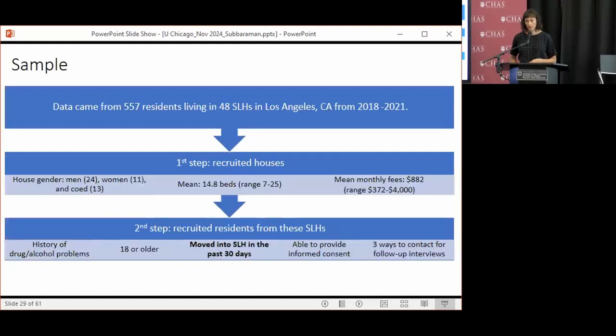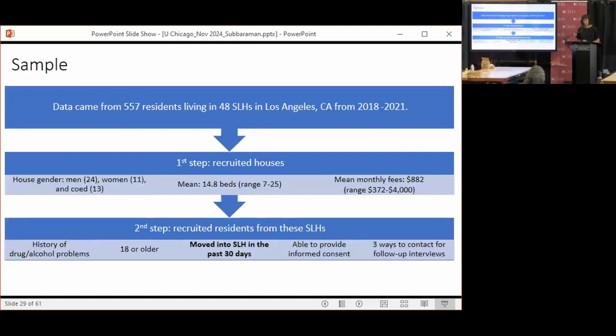So our recruitment process was similar for this study. We did have a larger sample. We had 557 residents living in 48 houses. Again, we recruited our houses first from the Sober Living Network, and then we recruited residents from those houses.